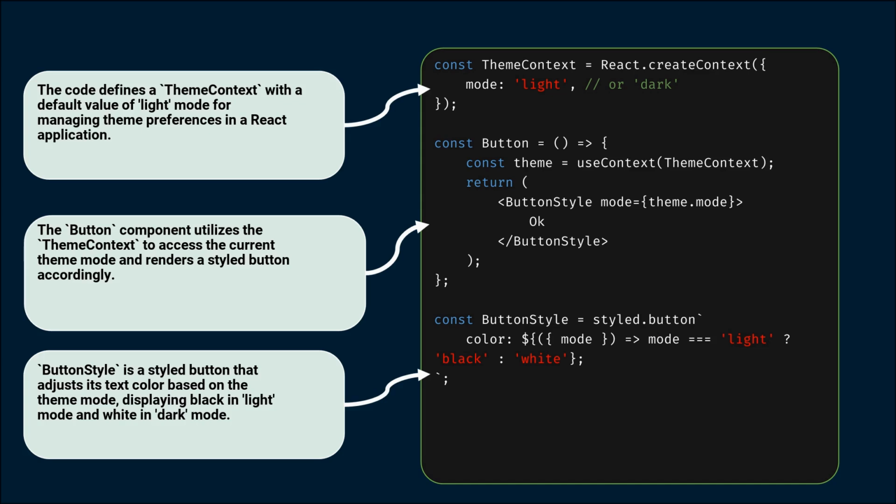Inside this component, we extract the current theme mode and use it to pass the mode as a prop to a styled button component, ButtonStyle. The ButtonStyle component is where the magic happens. It adjusts its text color based on the active theme. If the mode is light, it renders the text in black. Otherwise, it switches to white for better visibility in dark mode. This visual adjustment provides immediate feedback to users, enhancing their overall experience as they interact with different themes.